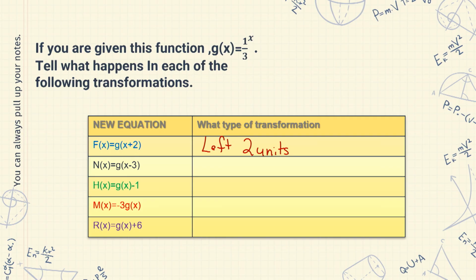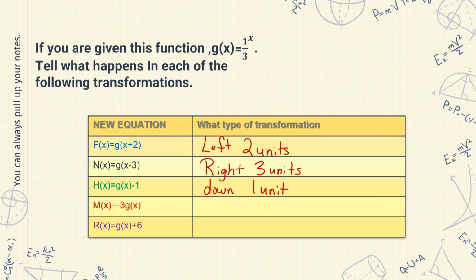Now, what happens in the parentheses if I subtract by 3? I'm going right 3 units. I know it's kind of opposite, but that's the way it goes. Now, what happens if I'm subtracting outside that parenthesis? I am going down 1 unit.